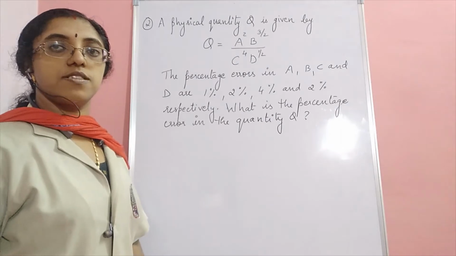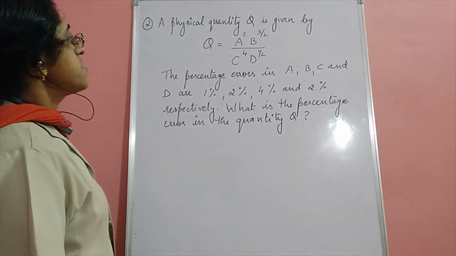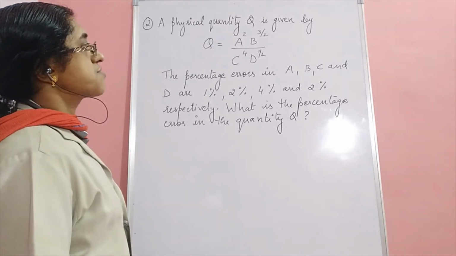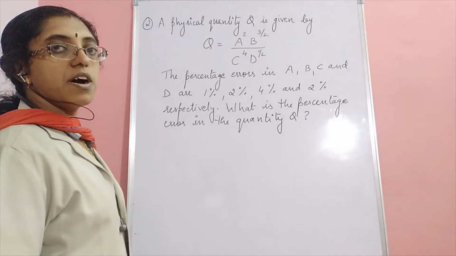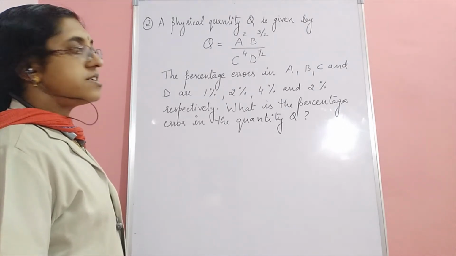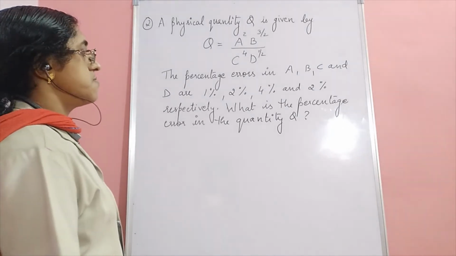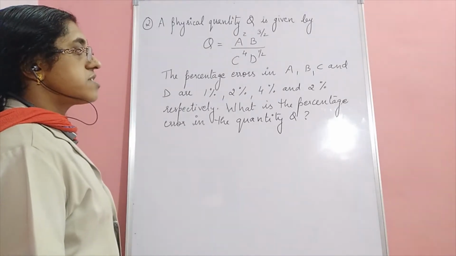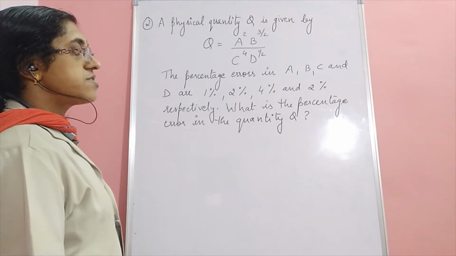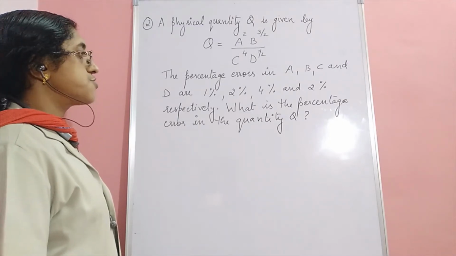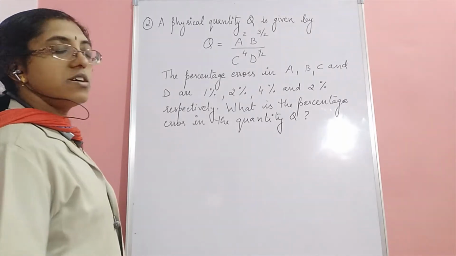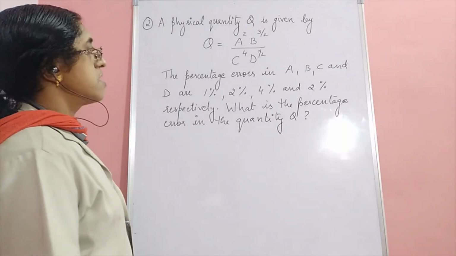The second question is, a physical quantity Q is given by Q is equal to a square b to the power of 3 by 2, c to the power of 4 and d to the power of 1 by 2. The percentage errors in A, B, C and D are 1%, 2%, 4% and 2% respectively. What is the percentage error in the quantity Q?